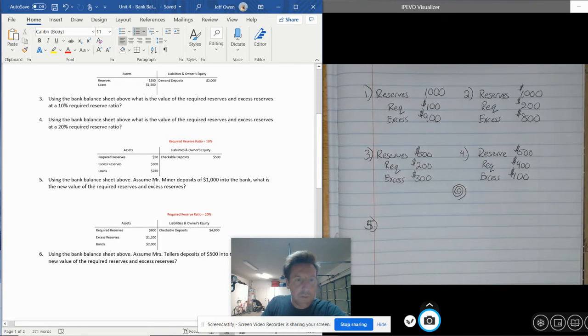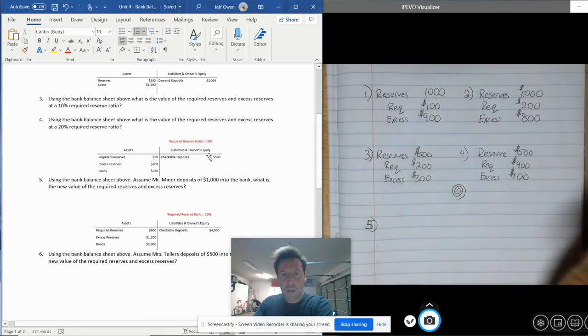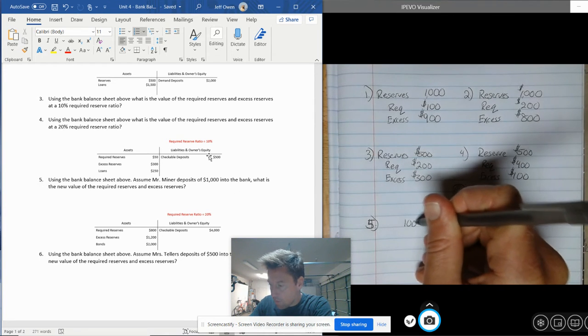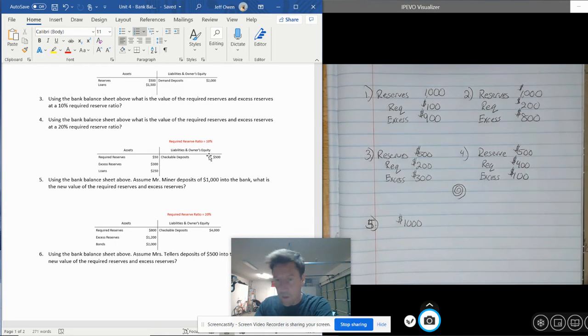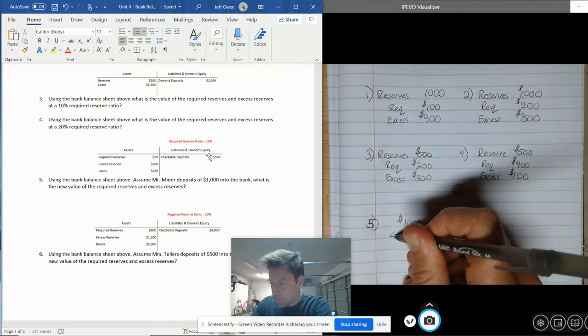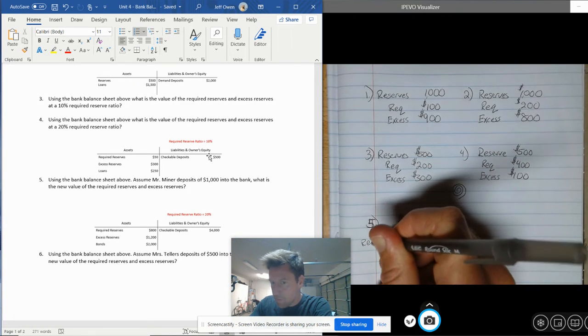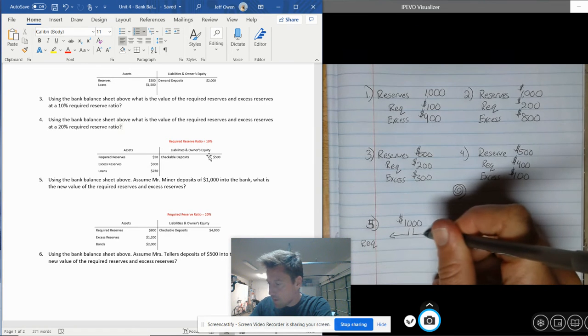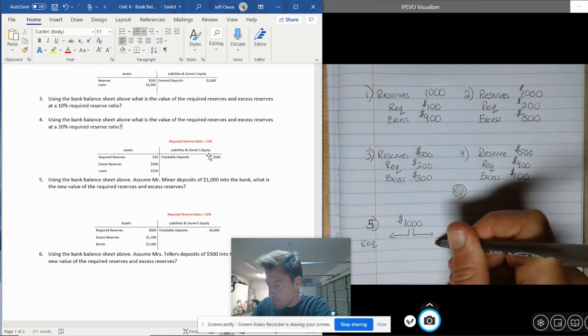Number 5. Using the bank balance sheet above, assume Mr. Minter deposits 1,000 into the bank. What is the new value of required reserves and excess reserves? So he's going to put more money into this bank, $1,000. When I think about money going in, I look at the deposit. I say, okay, this $1,000 is going to go into the bank. It's going to go into 2 places. It's going to go into the required reserves, and it's going to go into the excess reserves.